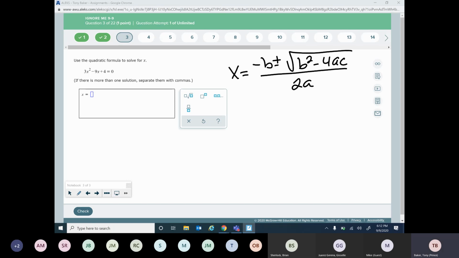So what I like to do is the inside part first. So I'm going to do the b squared minus 4ac. So I've got negative 9 squared minus 4 times 3 times 3. No, times 4, sorry.